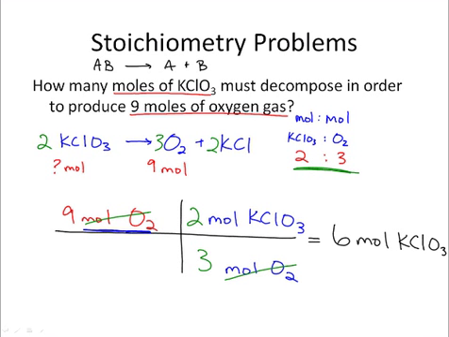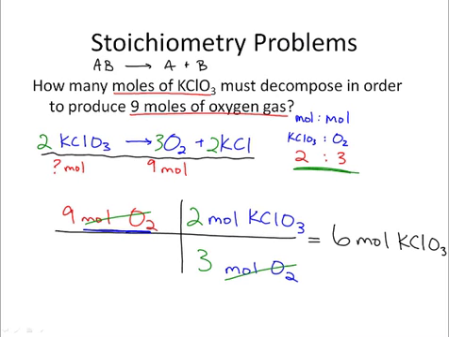So we still set up our dimensional analysis chart. We still cancel out all of our units in the same way, so we don't have to try to memorize anything. But the key part is we have to use a balanced chemical equation. You can't get away from having a balanced chemical equation.